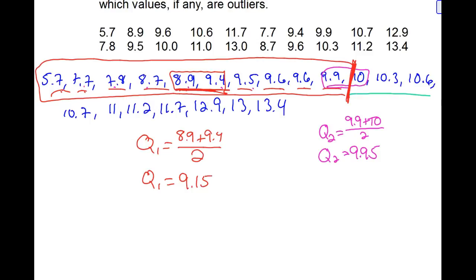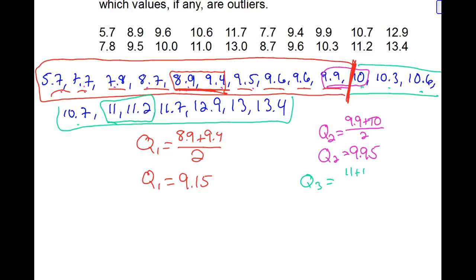Q3 is going to be the middle point of the upper half. So let's see here, 1, 2, 3, 4, 5. It's in the middle between these two. So Q3 is equal to 11 plus 11.2 divided by 2. So Q3 is equal to 11.1.